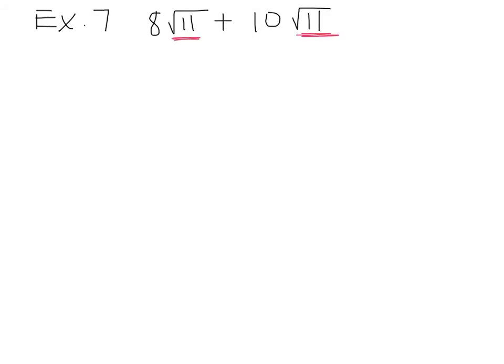The last concept is adding and subtracting radicals. And the thing you want to remember is that in order to add or subtract, the radicals have to be exactly the same. And this is what I mean. And you're only adding the coefficients. So we only add the 8 and the 10, and we get 18 radical 11.